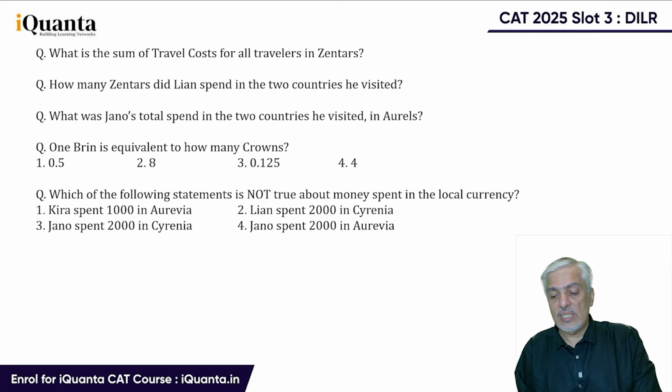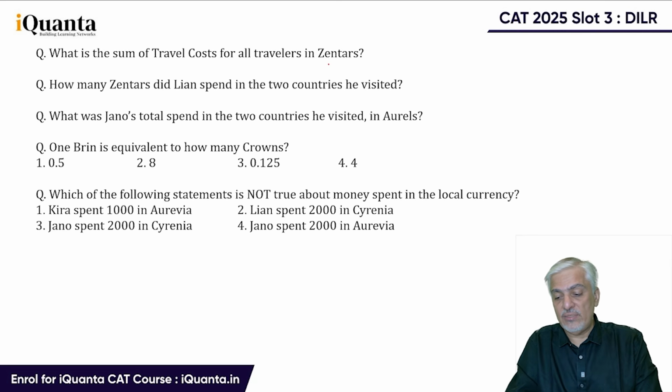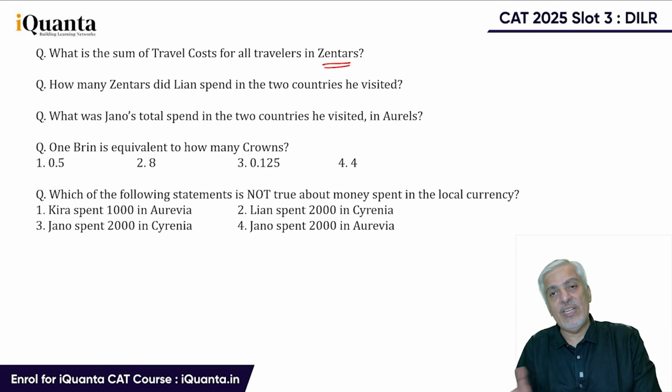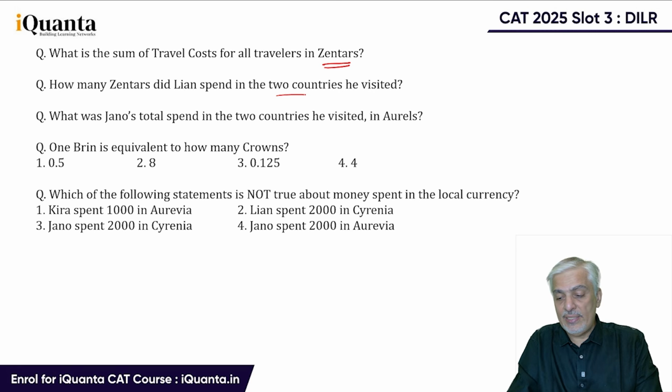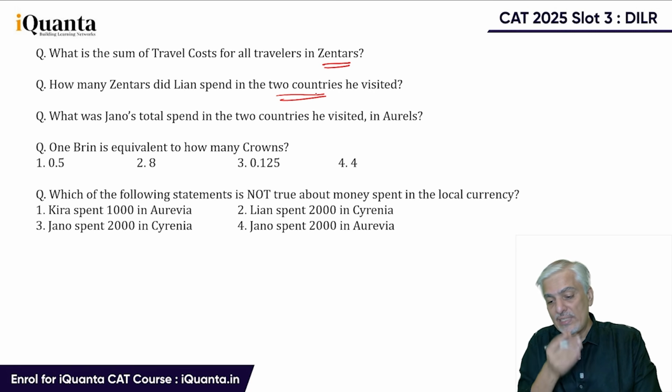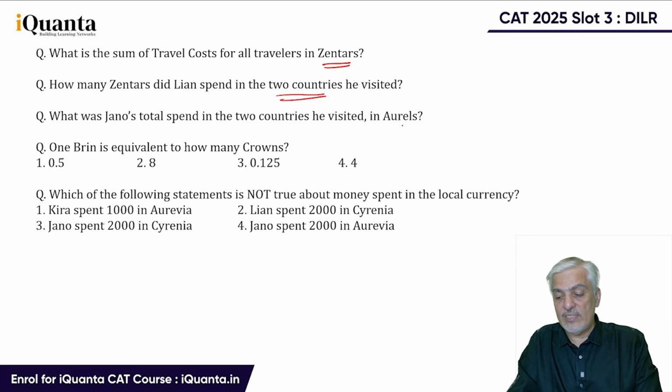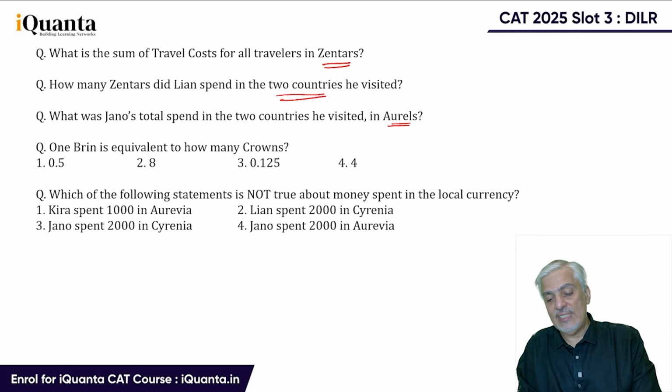Let's see the questions. What is the sum of the travel cost for all travelers calculated in Z? Okay, that's okay. In any one currency, if we get it, we'll more or less start getting everything. How many Z did L spend in the 2 countries he visited? So L spent in 2 countries. How much did he spend in Z? What was Jano's total spend in the 2 countries he visited in A? 1B is equal to how many C?